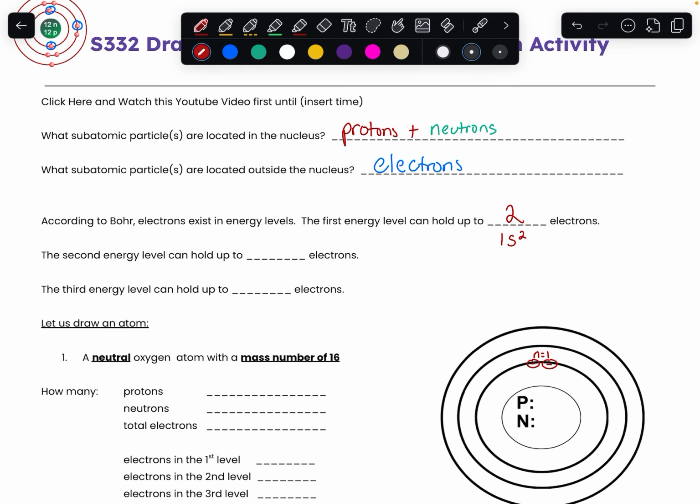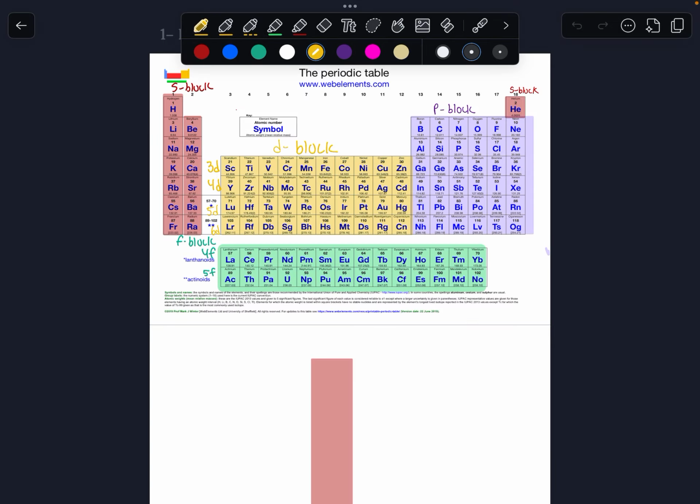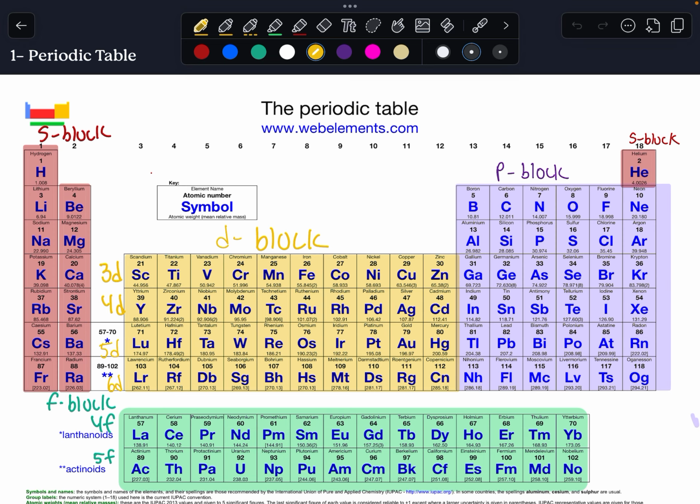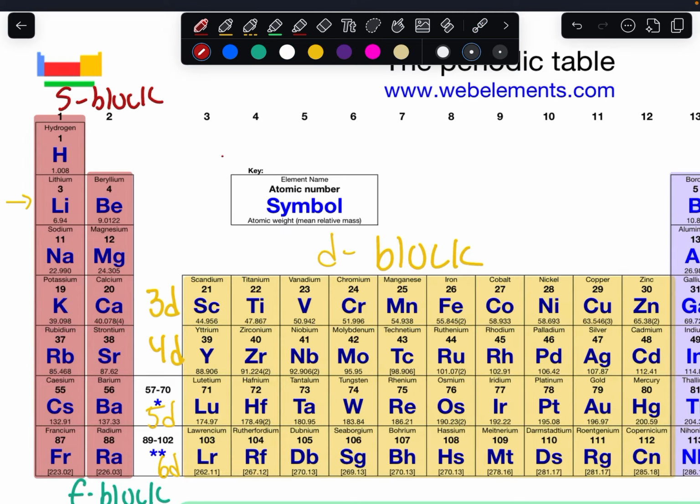Now the second energy level can hold up to 8 electrons, and I'm going to represent that in a yellowish goldish color. For example, in our electron configurations, if I look at my periodic table, the second energy level is the second row of the table itself. So it would be like this row. If I count across the number of elements that go across the second row, I get 1, 2, 3, 4, 5, 6, 7, 8, which means that I can hold 8 electrons in that second energy level.